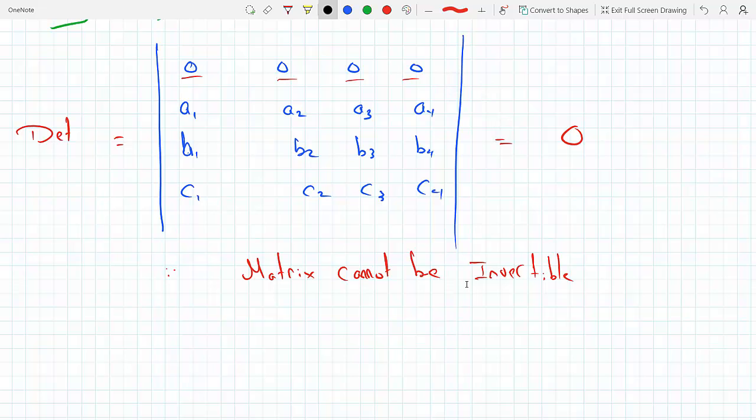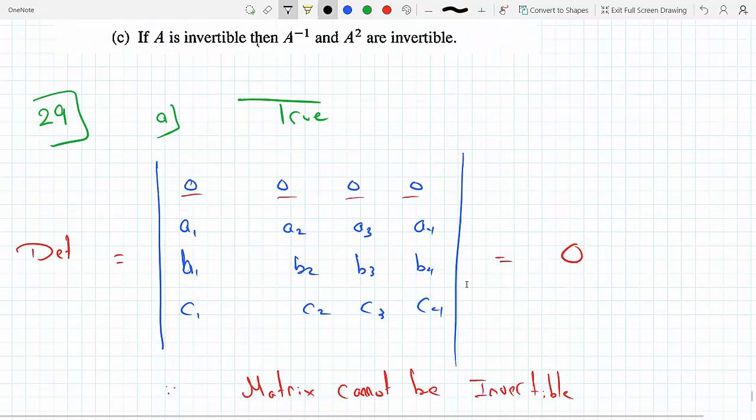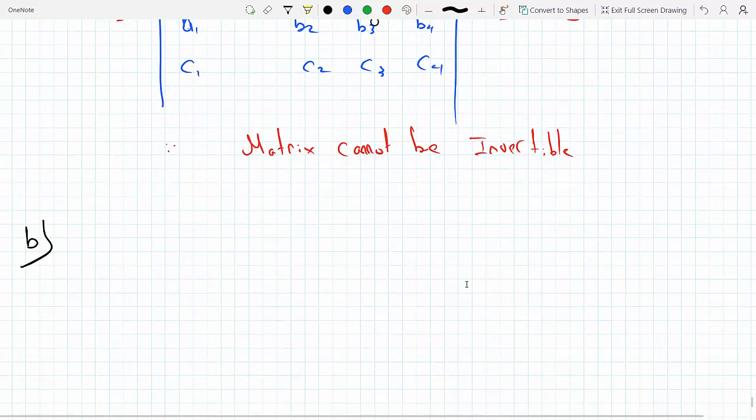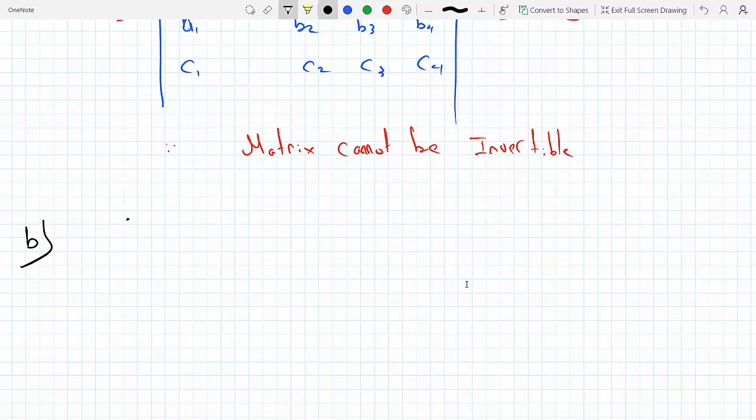Okay, part B. Every matrix with ones down the diagonal is invertible. No, not necessarily. False. Whether you have ones on the diagonals or not, that's not what determines whether the matrix has an inverse. What determines whether the matrix has an inverse is if the determinant does not equal 0.